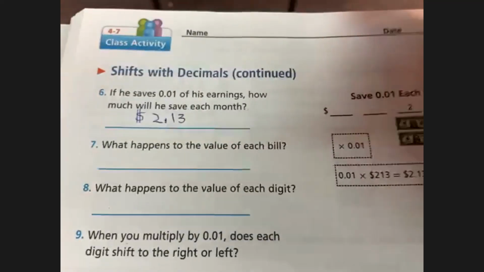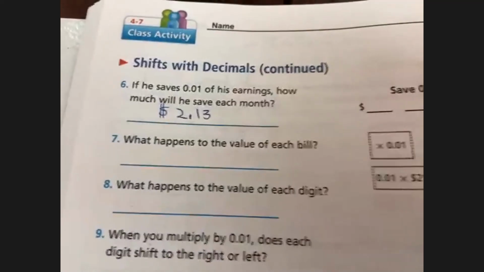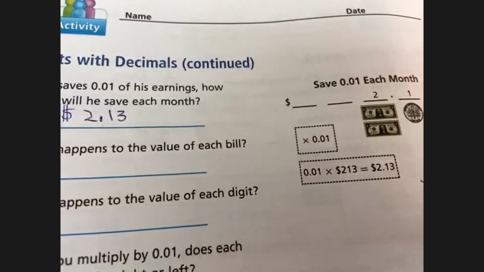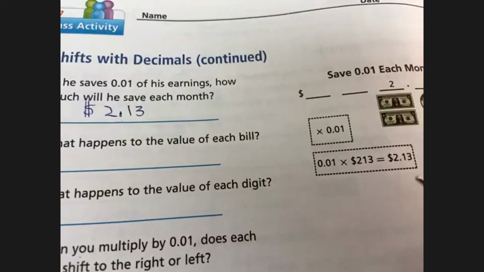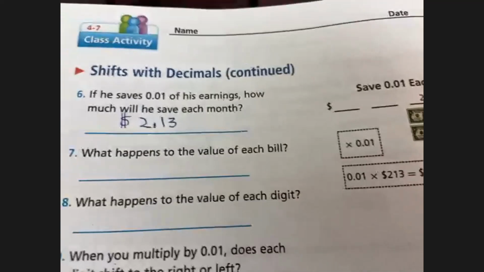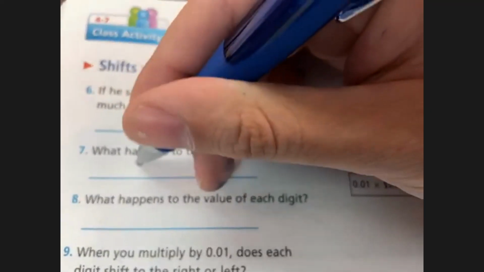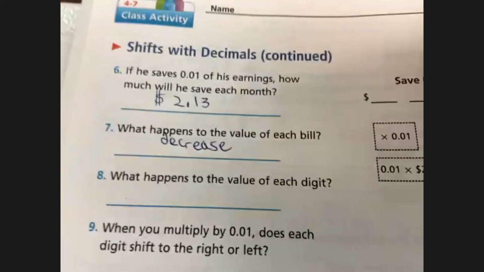What happens to the value of each bill? It gets smaller. Yes, right. Would you guys rather have $213 or $2.13? 213. As we said before, there is a decrease. I know Garrett's saying, yeah, 213, way more.